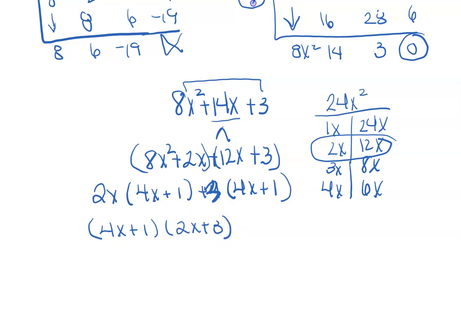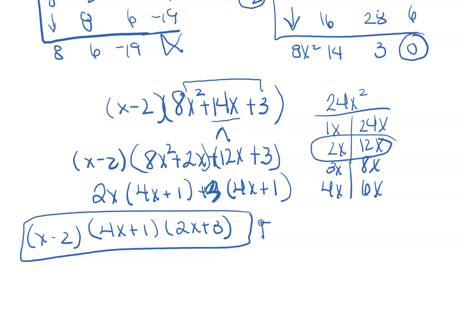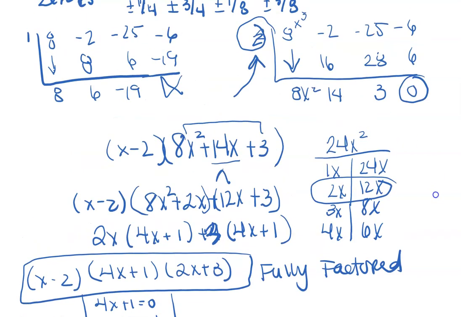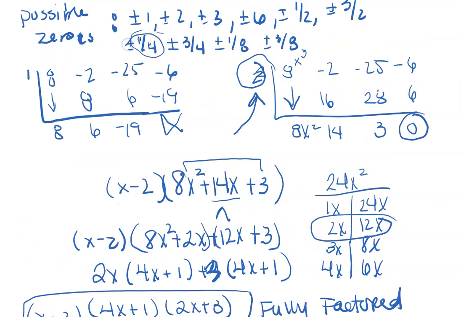Now remember, we already took out that 2 way up here, so that was an x minus 2 times this quadratic. And so x minus 2 times these individual factors, this is your fully factored polynomial. Now it wants me to find the zeros, so if I set each of these equal to 0, we already know that one to be 2 from way up here. And then I'll take 4x plus 1 equal to 0, and that gives me 4x equal to -1, or x to be -1/4, which you'll notice was up here in our possibilities.